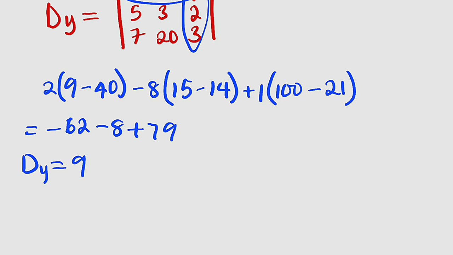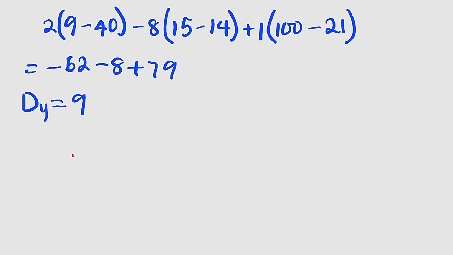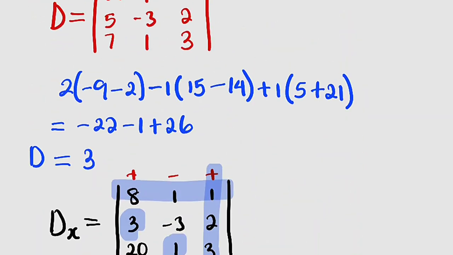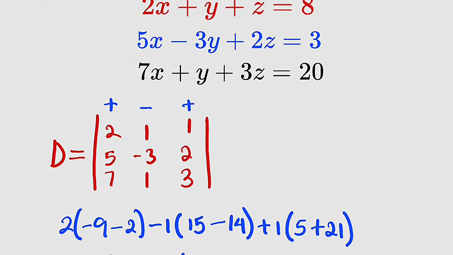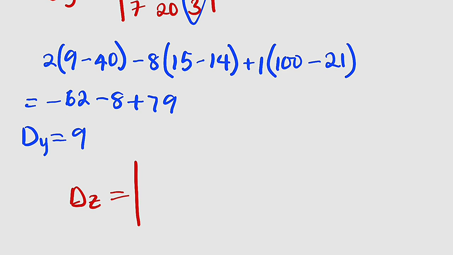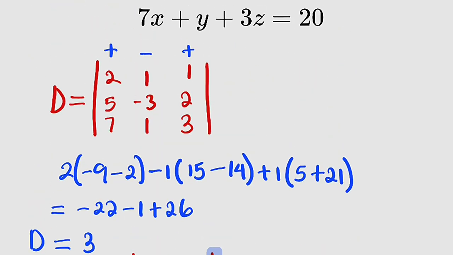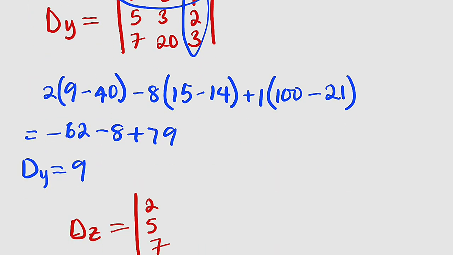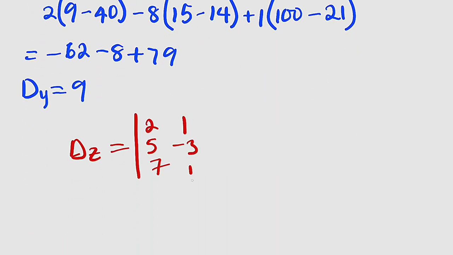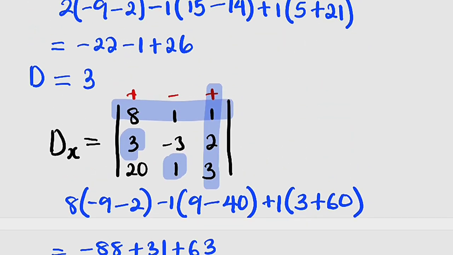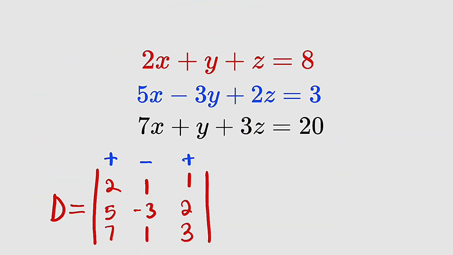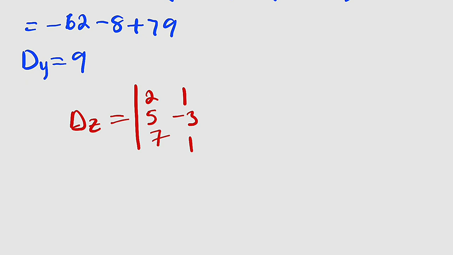Then lastly, we need to find the determinant with respect to z. The determinant with respect to z will be the matrix of the constant coefficients. We have for x what? 257. For y, we have 1, negative 3, and 1. Then for z, we are going to replace them with the constants, which are 8, 3, and 20. Let's find the determinant.